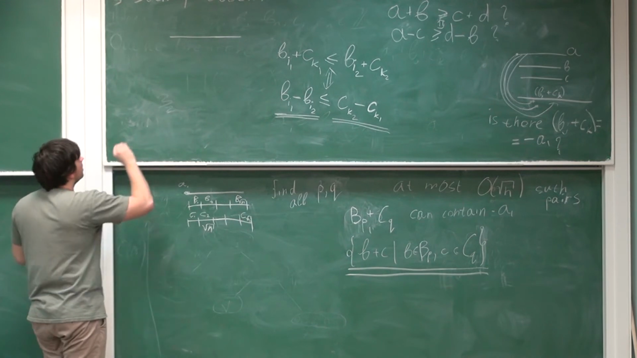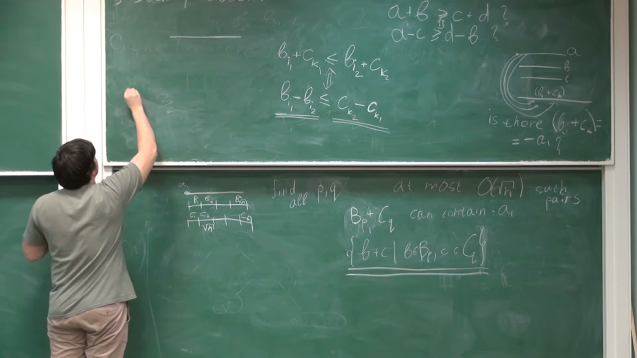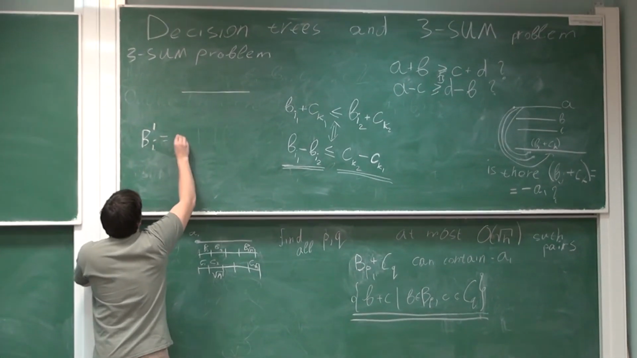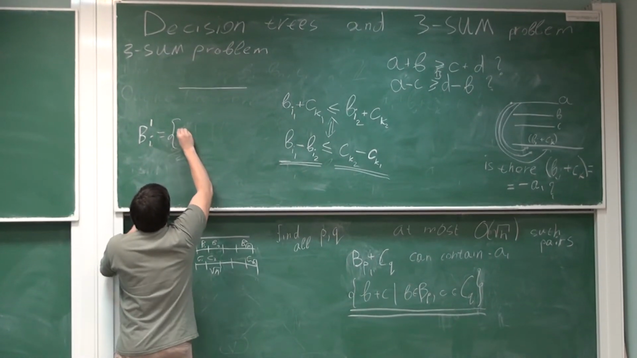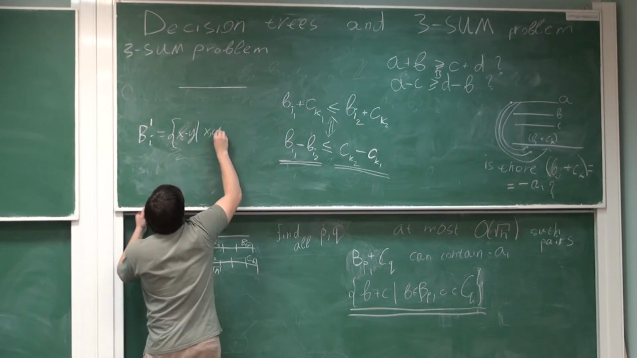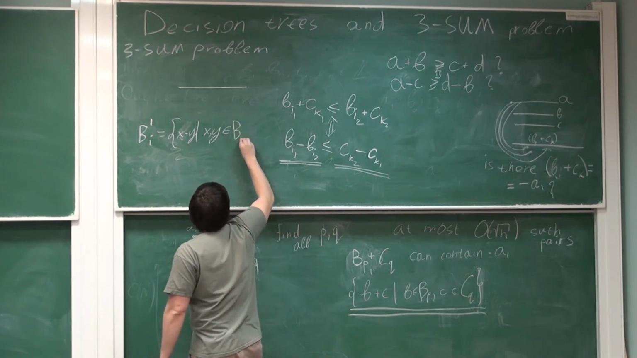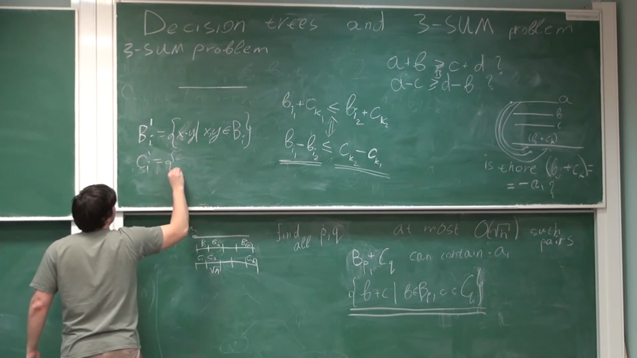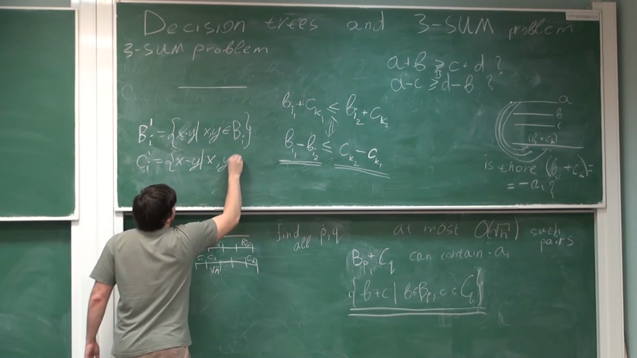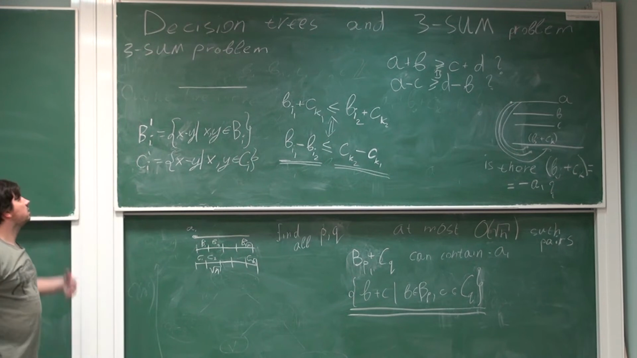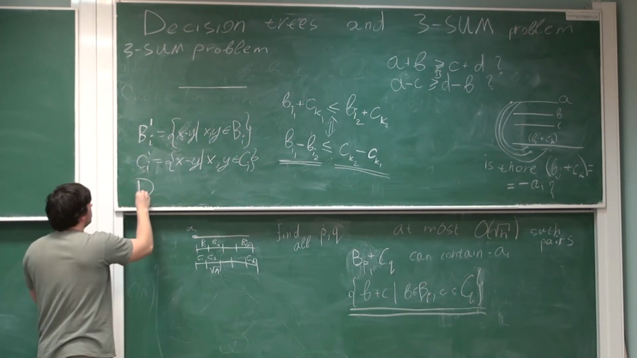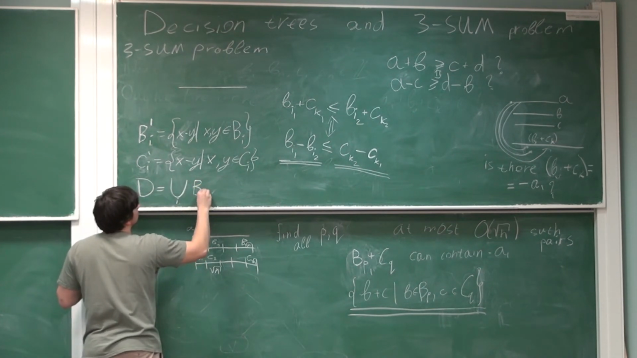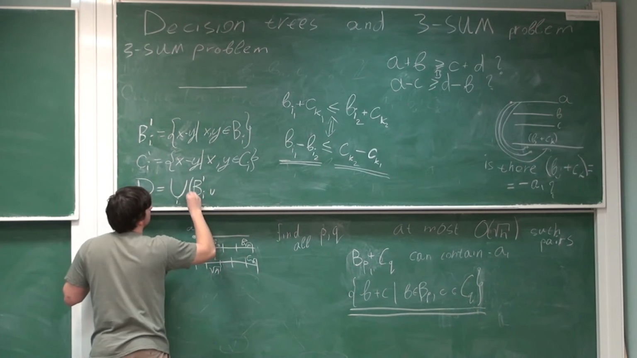So instead what I do is I have those sets. Let B prime i be the set of, let's say, x minus y, where x and y both belong to Bi. And then I have Ci prime to be the set of x minus y, where both x and y belong to Ci. So far so good, and now the most crucial step. As I said, D would be the union over all i of all Bi prime and Ci prime.